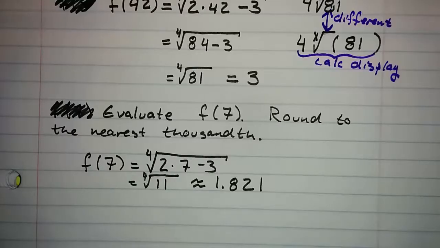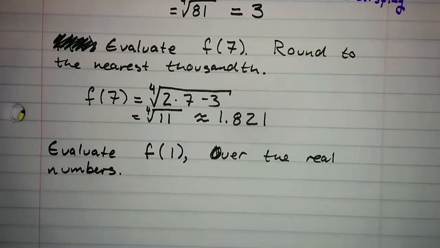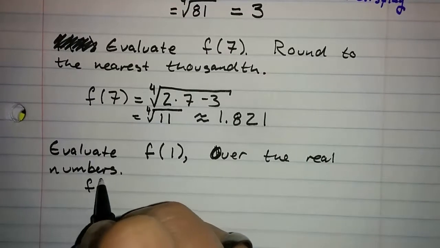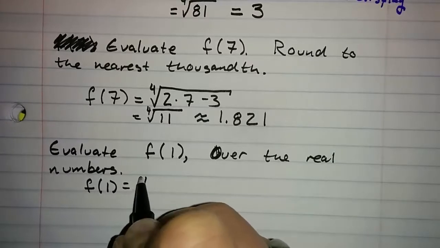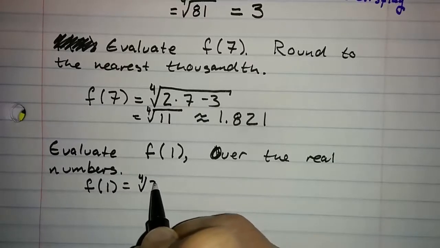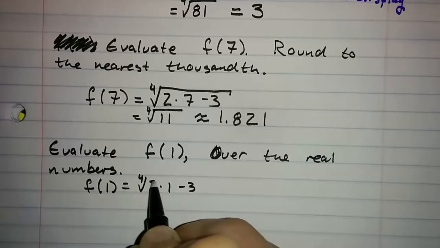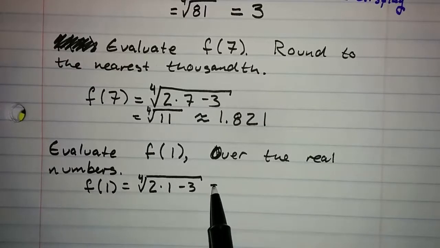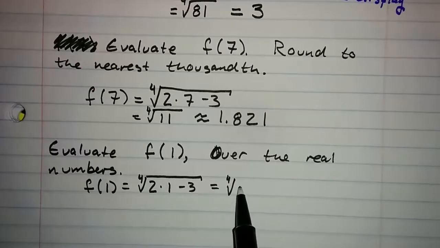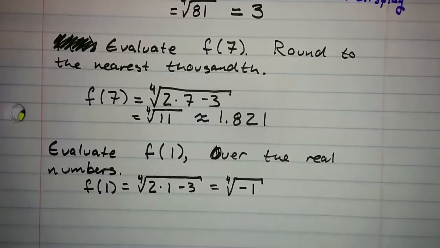Let's see one more example. Suppose we're asked to evaluate f of 1 over the real numbers. We would write f of 1 is the fourth root of 2 times 1 minus 3, which is going to be the fourth root of negative 1. But at least if we're only concerned with the reals, negative 1 is not in the domain of the fourth root. So this is undefined.